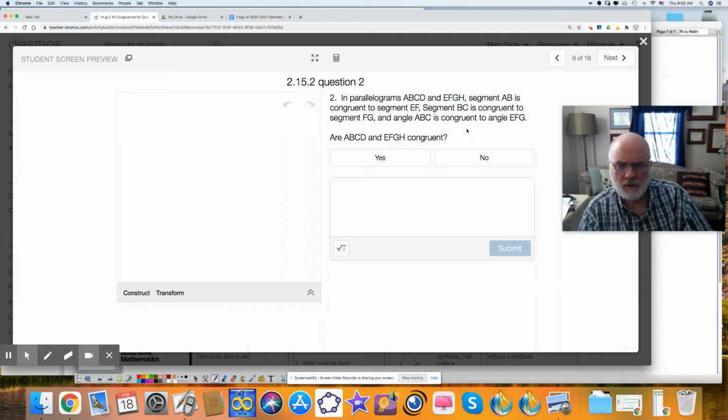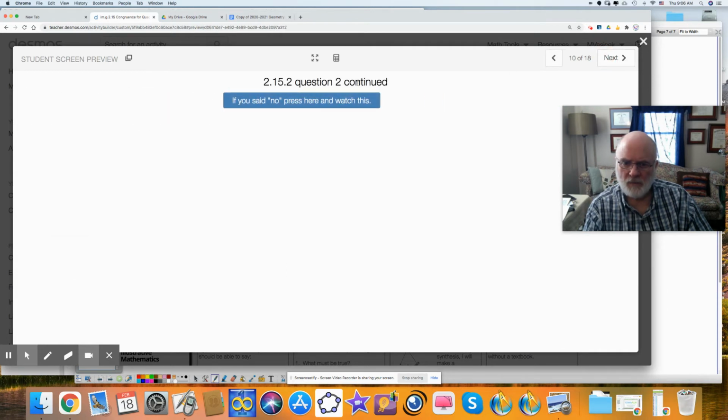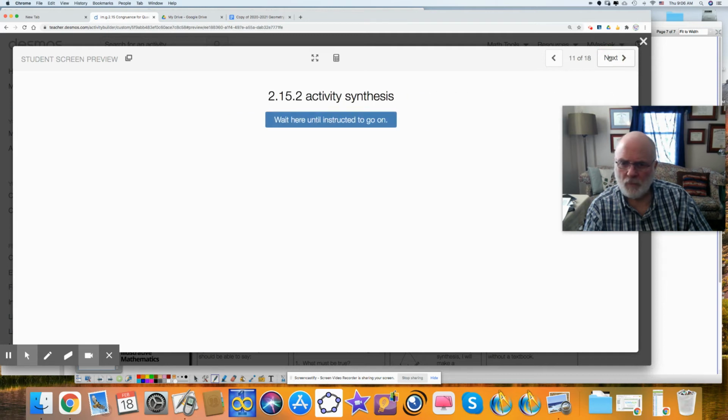Here's one. A parallelogram ABCD and EFGH. Segment AB is congruent to segment EF. BC is congruent to FG, and angle ABC is congruent to angle EFG. Those are the side-angle-side conditions if it was a triangle, but it's not. Are these congruent? And also, I've given you a short video to watch if you wanted to watch it.